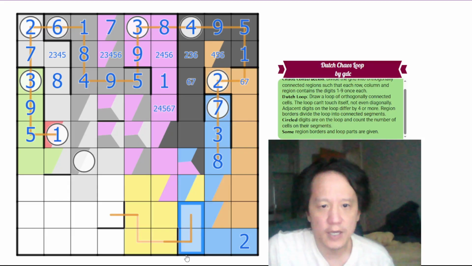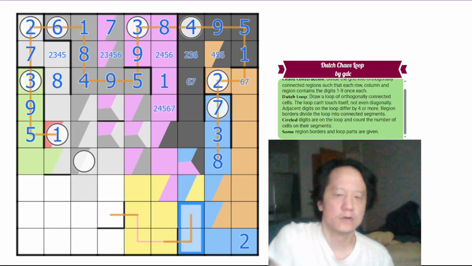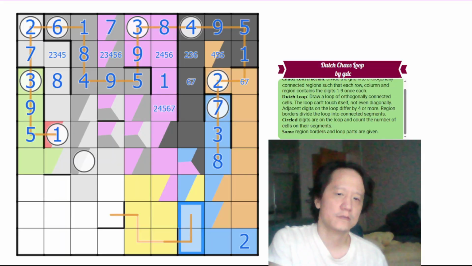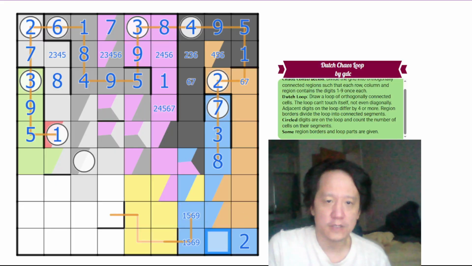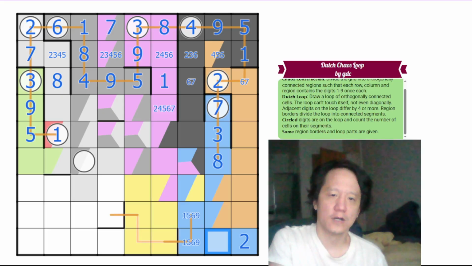These digits cannot be 4. It can't be 2, 3, 7, or 8. So this is 1, 5, 6, or 9. This digit also cannot be 2, 3, 7, or 8, 1, 4, 5, 6, and cannot be 9 here.